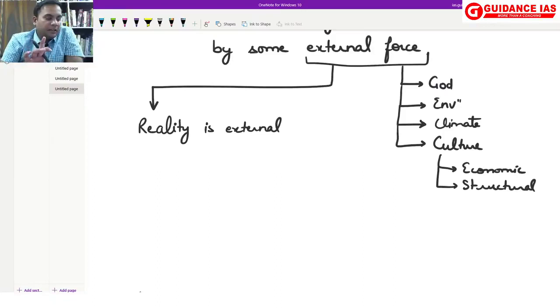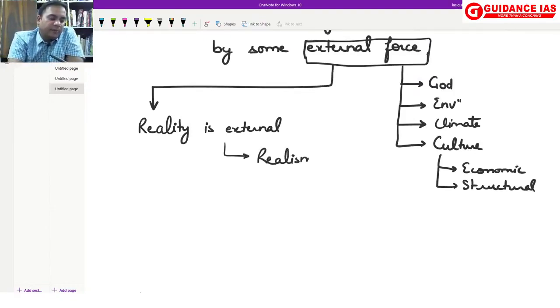Can I say here that if an external force is determining everything for us, we are just like machines, like puppets? And where is reality existing? Reality is existing outside ourselves, outside our bodies. That means reality is external. So can I say that it is essentially a form or manifestation of realism?